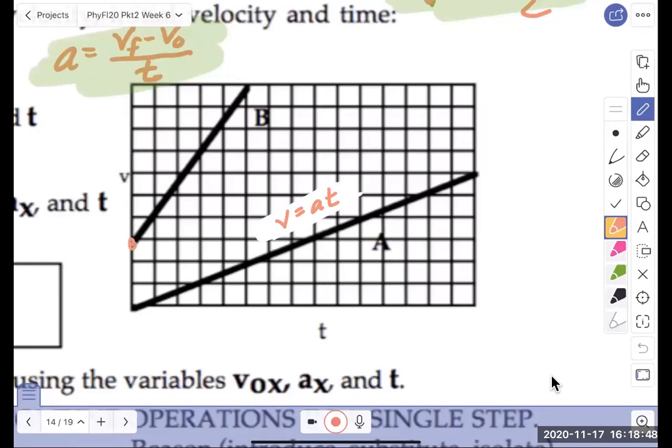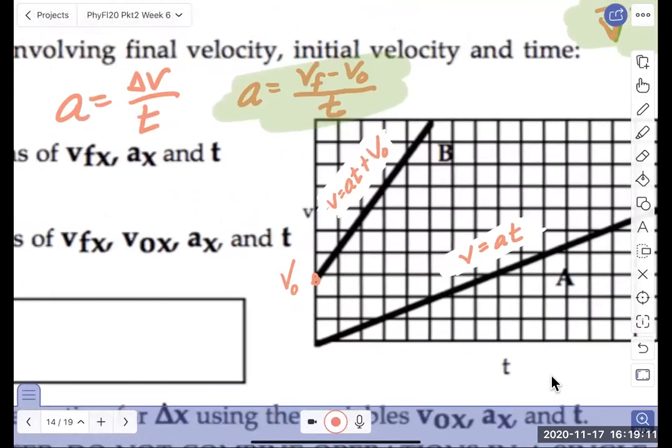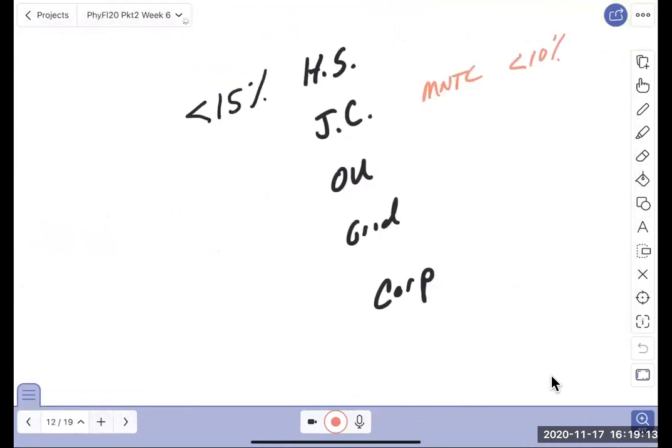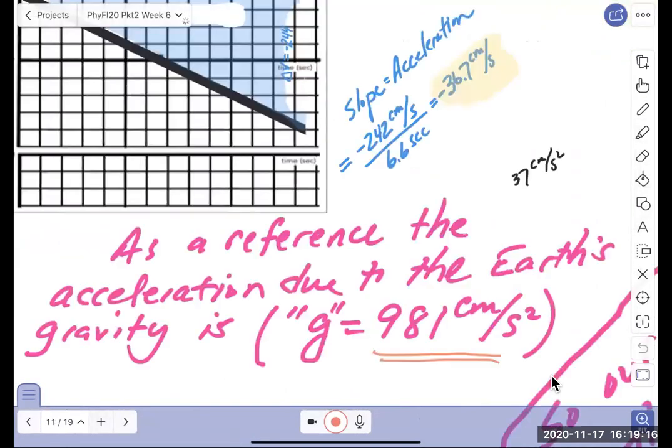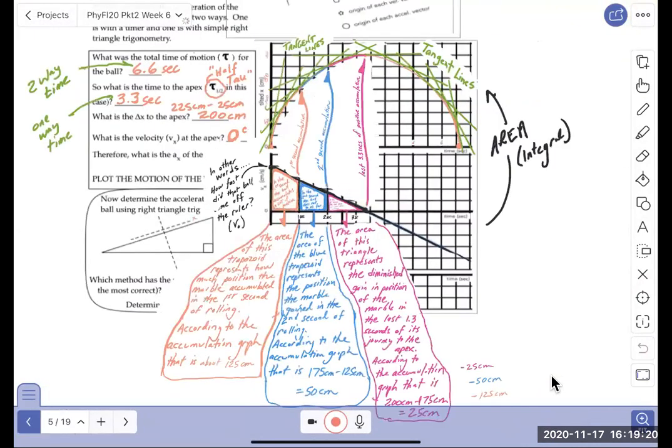If there is a V naught, which a lot of times there is, then it's the same thing, only now you tack on that. So now we say V equals AT plus V naught. Now that should look familiar because it looks like the red equation, but remember, I don't have that called up. Oh, I do. Hold on. Remember this, back here. Here we go.